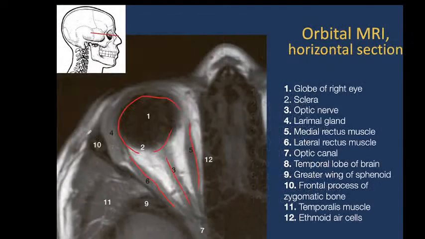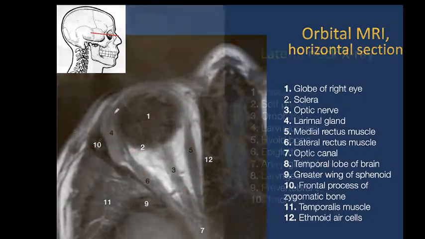Take a look here and see the zygomatic bones, and between globe and zygomatic bones you see number 4, that is lacrimal glands, which produce tears, fluid.